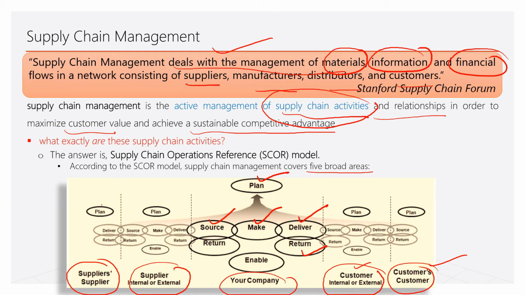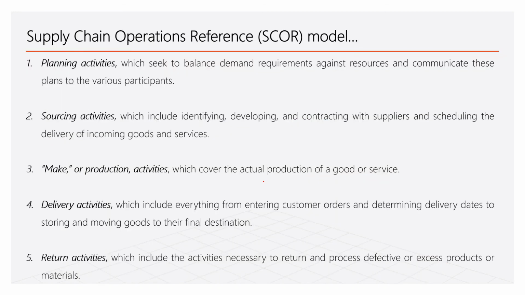So from supplier to supplier, and from supplier to manufacturer, they are doing some of these activities. From the supply chain perspective, we are dealing with five broader areas, that is planning, sourcing, making, delivery, and return. Now the question is, in planning, what kind of things are we performing?